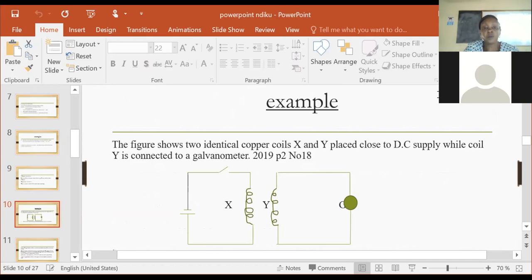We have two identical copper coils, X and Y, placed close to a DC supply, while a copper wire is connected to a galvanometer.